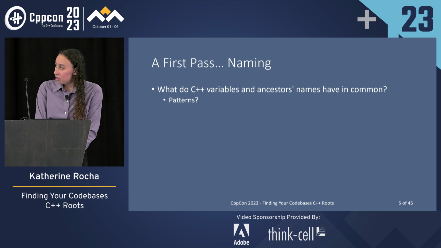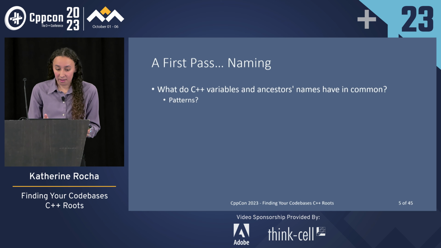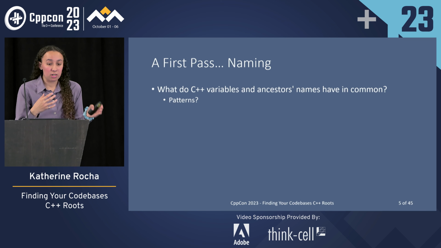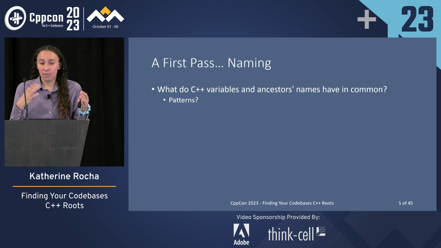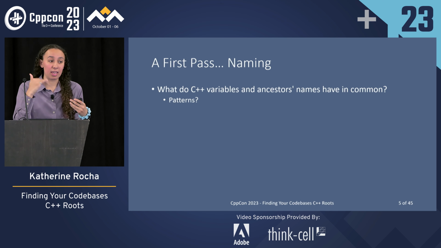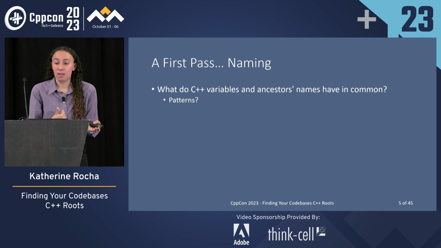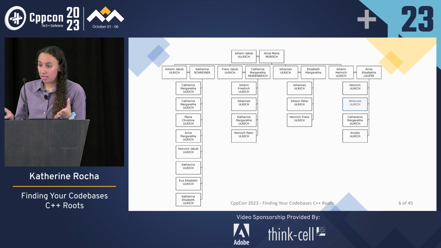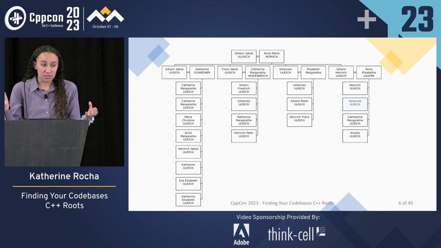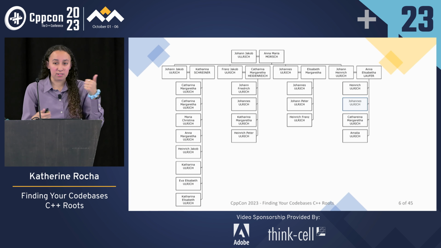Cool. So here's our first pass at taking genealogy and applying it to our code. We're going to look at naming. C++ variables and ancestor names have patterns in common, right? When we go up, families tend to name their kids in the same style, especially as you look back in history, which is very similar to variable names. We name things kind of similarly. So here's an example, and this is part of my family tree. See if you see a pattern in here and something that feels a little bit weird. If everyone wants to give me a thumbs up when you start to see it.